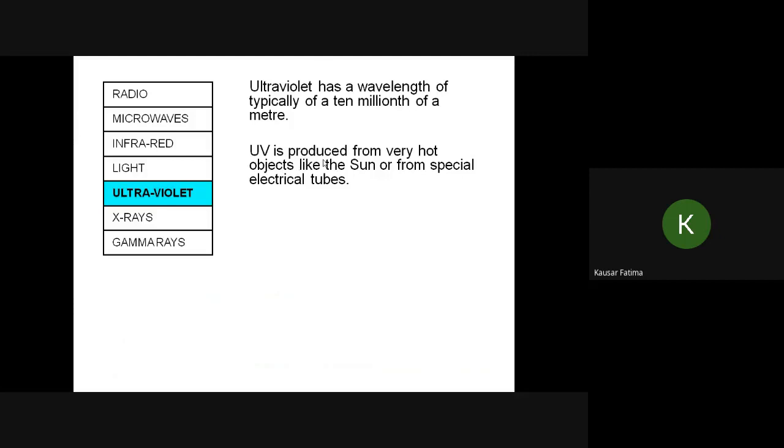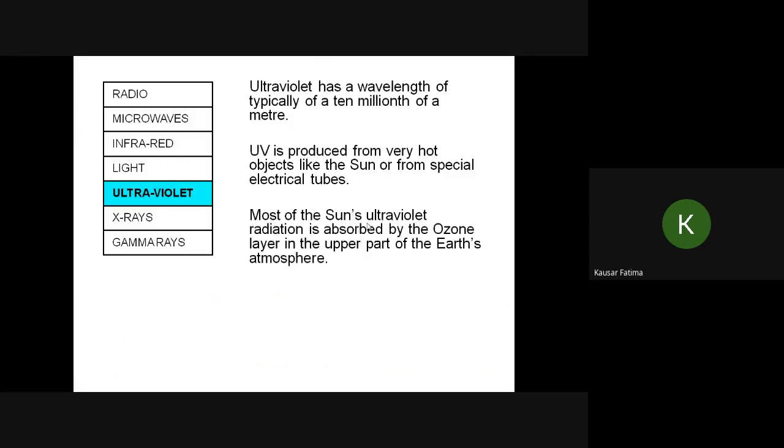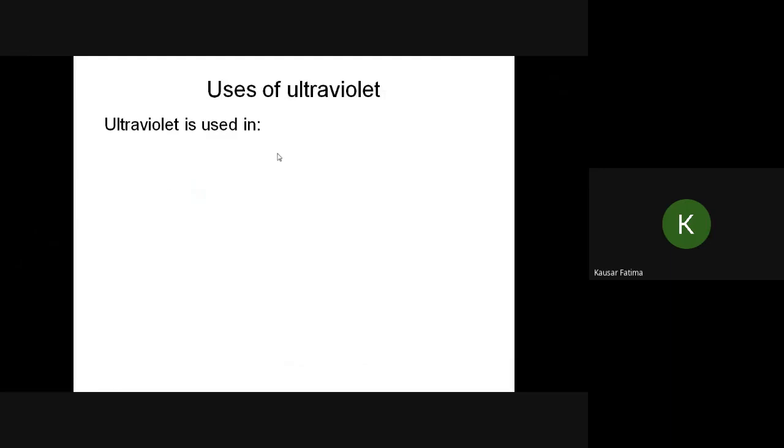So it is produced from a very hot object like the sun or typical electrical tubes. Most of the sun's ultraviolet radiation is absorbed by the ozone layer, so it does not reach the earth. Of course, if it could reach the earth, it would be very dangerous for us, because we should keep ourselves safe from excess exposure to ultraviolet radiation, which may cause damage to the skin.